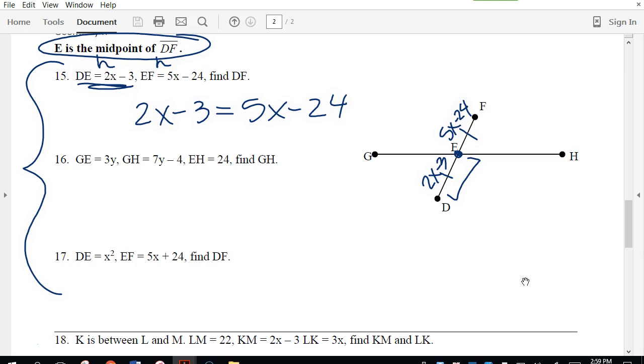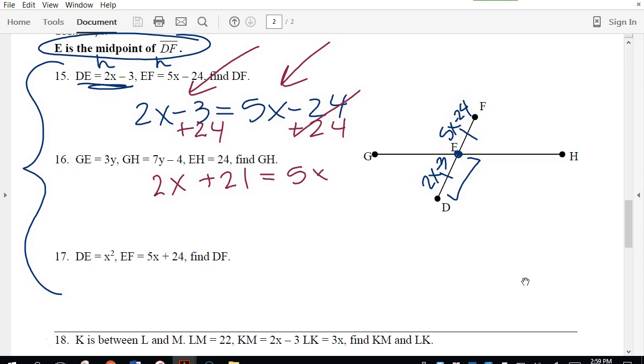Here's where we sharpen those algebra skills. We need to move all the x's to one side, and all of our numbers to the other side. So I'm going to start here. I'm going to add 24 to both sides. We're trying to get our x's together and our integers together. So we've got 2x plus 21 equals 5x. We're going to move this 2x. It's positive, so to move it, we need to change the sign, make it negative. So we've got 21 equals what? 3x. 5 minus 2, very good.